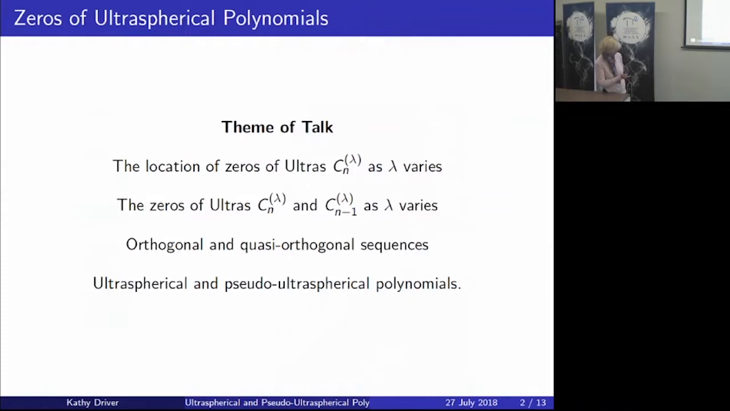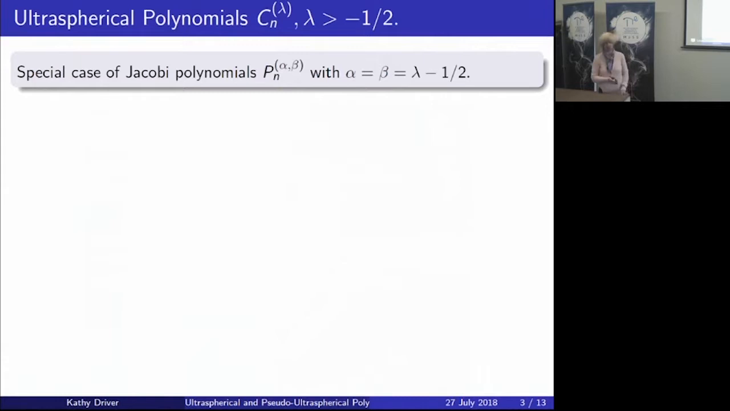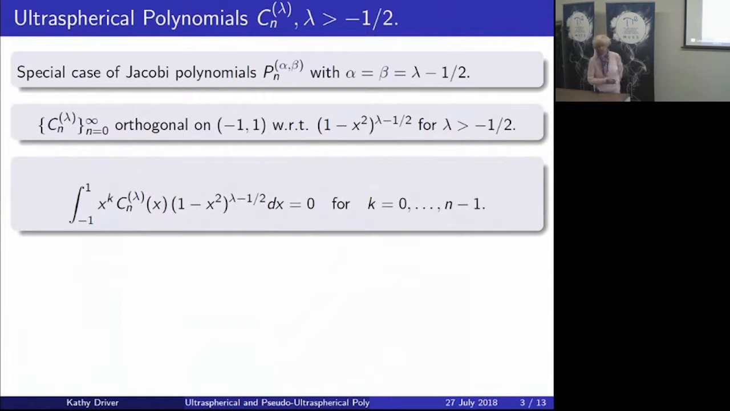The ultraspherals are special cases of the well-known Jacobi polynomials P_n^(alpha,beta), with alpha equal to beta equal to lambda minus a half. So they are special cases of the well-known classical orthogonal sequence. They're orthogonal on the interval minus 1, 1.